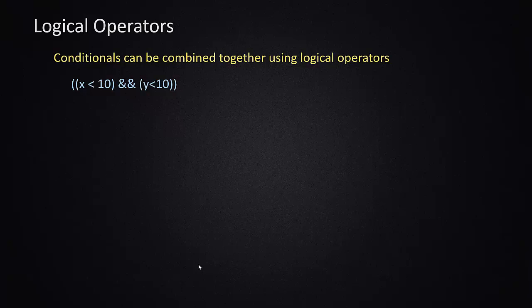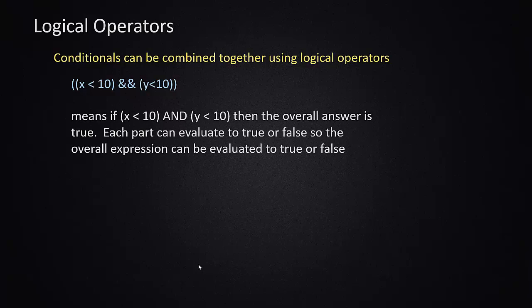For example, I'm writing a computer game and I want to know whether the object is in the top left corner of my window. I might have an expression similar to this. What that means is that double ampersand is just a symbol for a statement of and. So what this is asking is if x is less than 10 and y is less than 10, then the overall answer is going to be true.